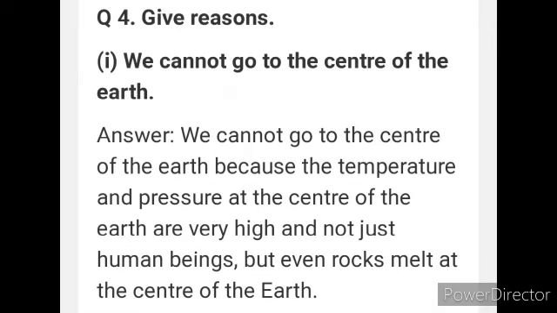The next segment is give reasons. So the question is, we cannot go to the center of the earth. Why? So we cannot go to the center of this earth because the temperature and pressure at the center of the earth is very high, and not just human beings but even rocks melt at the center of the earth.